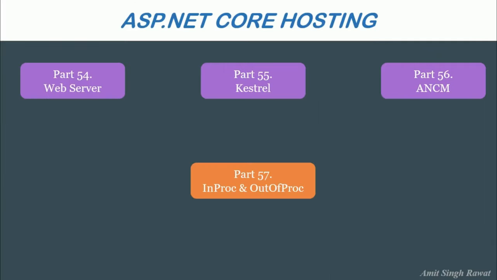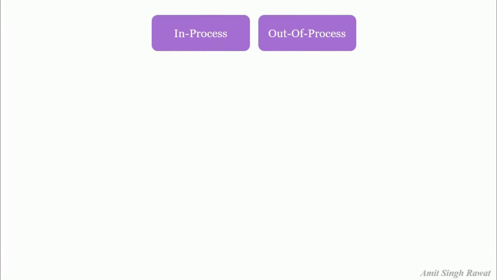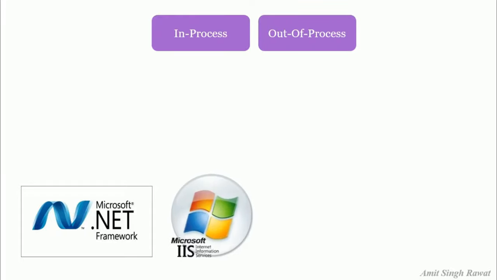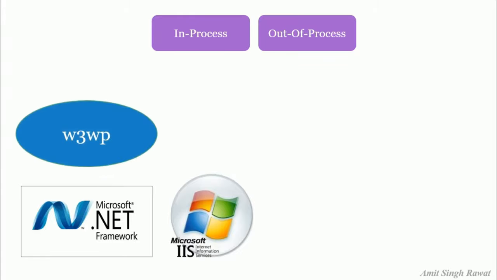Now we have to discuss in-process and out-of-process. But before that, there is one question. Traditionally, with the .NET framework, when we run our application after hosting it on IIS, do you know the name of the process which is responsible to run our .NET framework application? If not, then let me tell you. The name of the process is W3WP, short for the World Wide Web Worker process. When we host our application in IIS, it will run under the W3WP process.